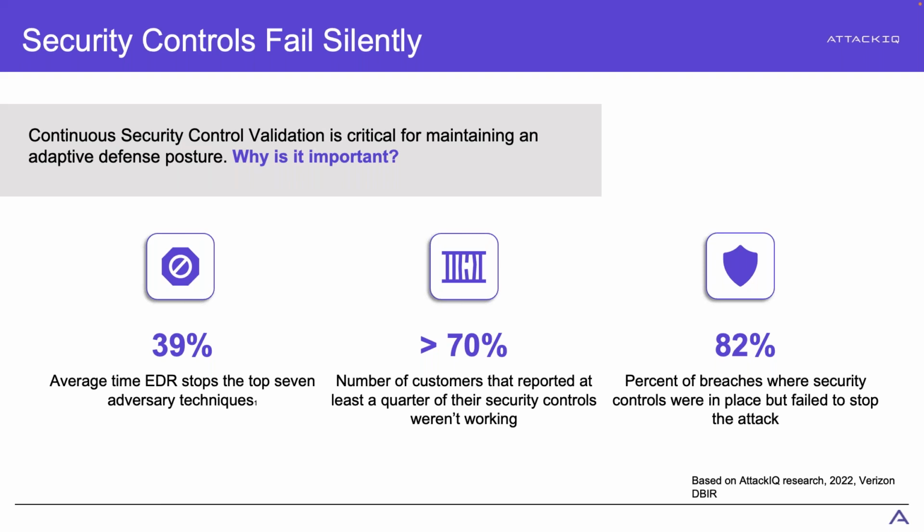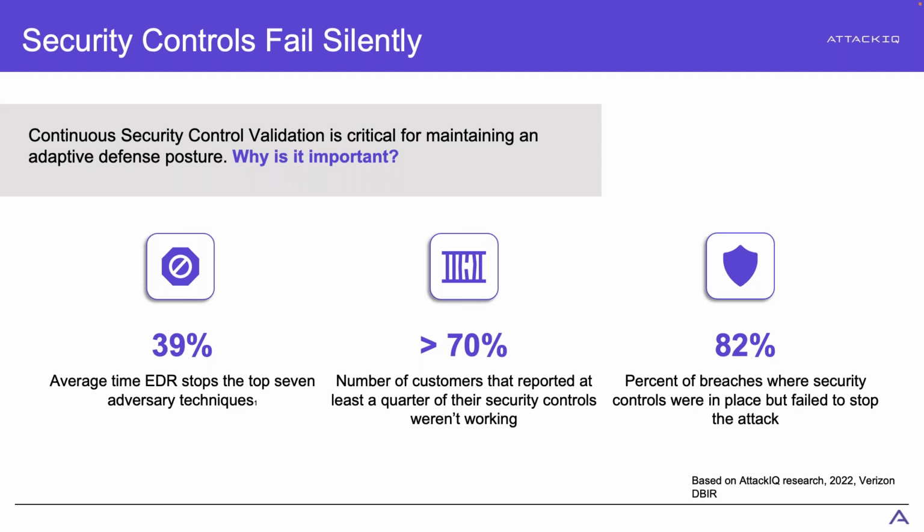Now, that means that you need to continuously evaluate the effectiveness of your security controls, because from our internal testing, we know that the average time an EDR stops the top 7 adversary techniques is really like 39% of the time. Over 70% of customers reported that at least a quarter of their security controls weren't working. And these are problems that clearly warrant security control testing, really system-wide.